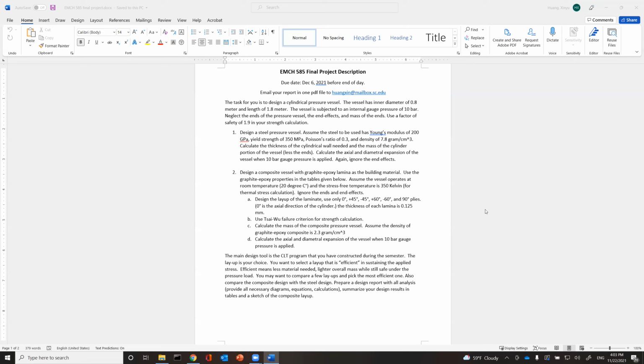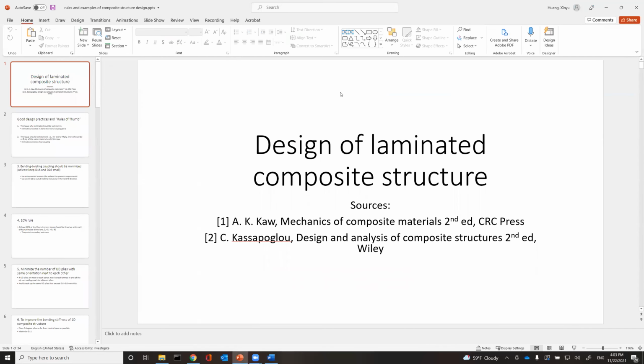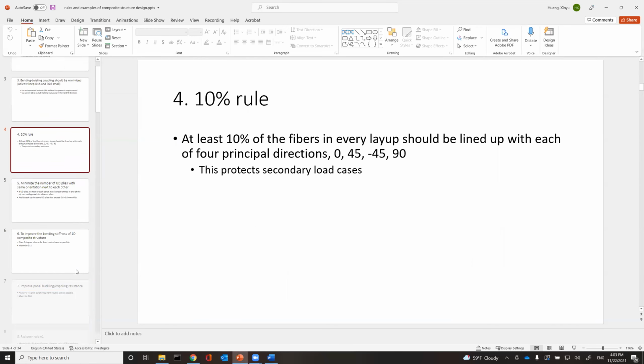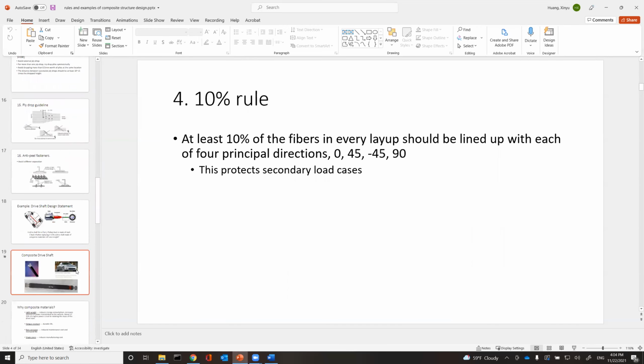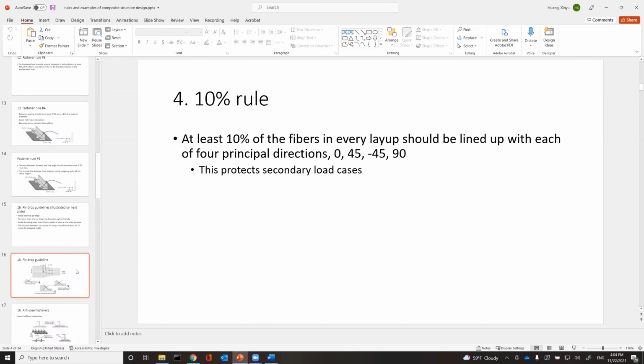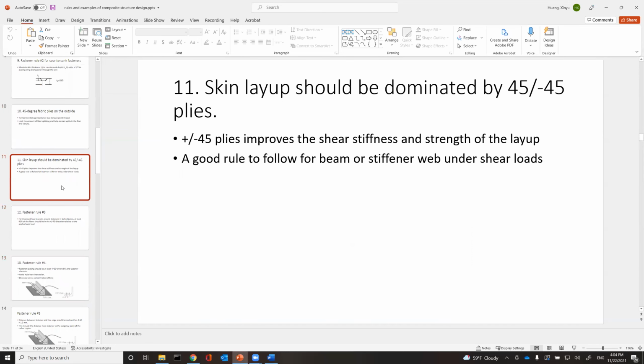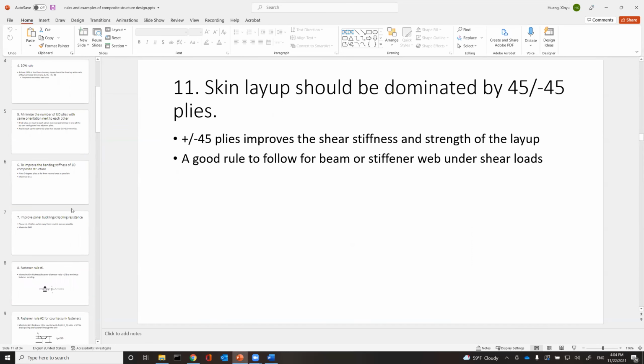One of the very nice resources is the slide I uploaded on Blackboard, which we did one lecture on. There are some design rules, what's good practice: keep the laminate symmetric, keep it balanced, all those things. There are about a total of 15 or 16 we talked about, but not every one applies to this. The fastener rule is not applicable, but others do. You can try to exercise these rules towards this design project.